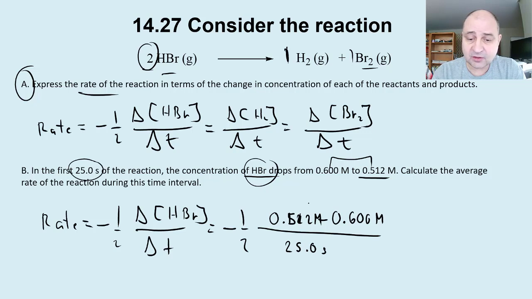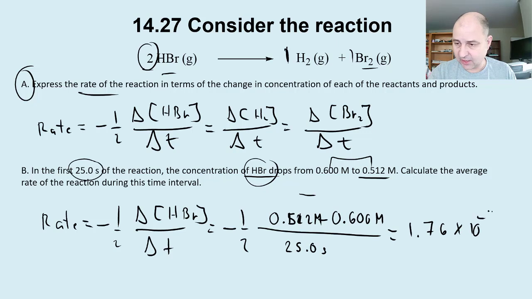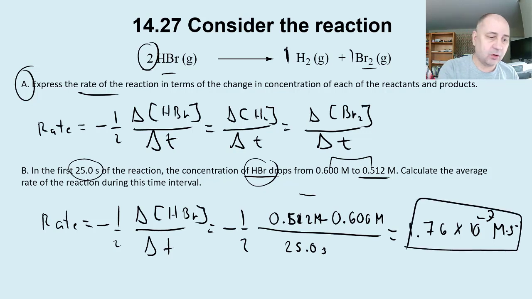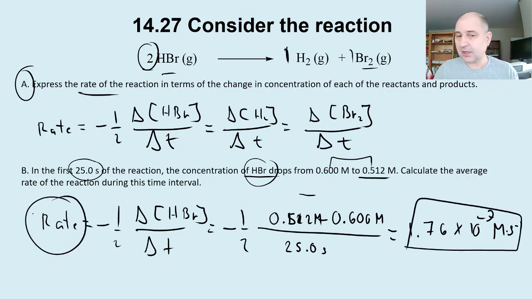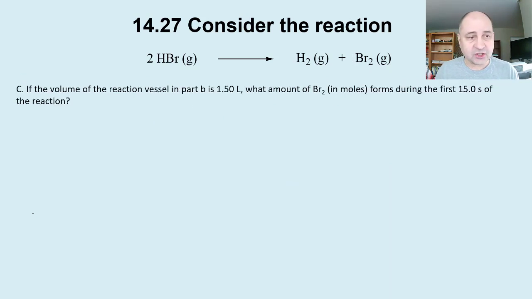divided by the time, 25.0 seconds. So this is going to be, of course, a negative number, and so our rate will be positive 1.76 times 10 to the minus 3 molar per second. So this would be the overall rate. And the follow-up question here is, if the volume of the reaction vessel in part B is 1.5 liters, what amount of Br2 in moles forms during the first 15 seconds?